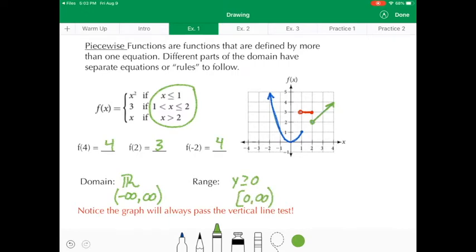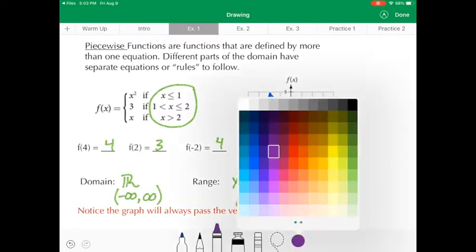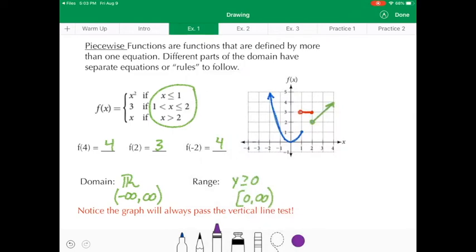I do want you to notice that the curve does pass the vertical line test. It even passes it right here, as well as right here. Remember, these are called piecewise functions. We are working with functions. So whenever you go to graph one of these yourself, make sure it passes the vertical line test.